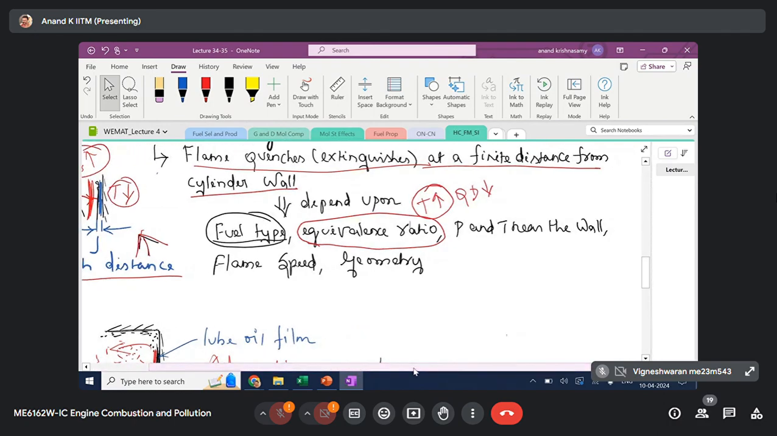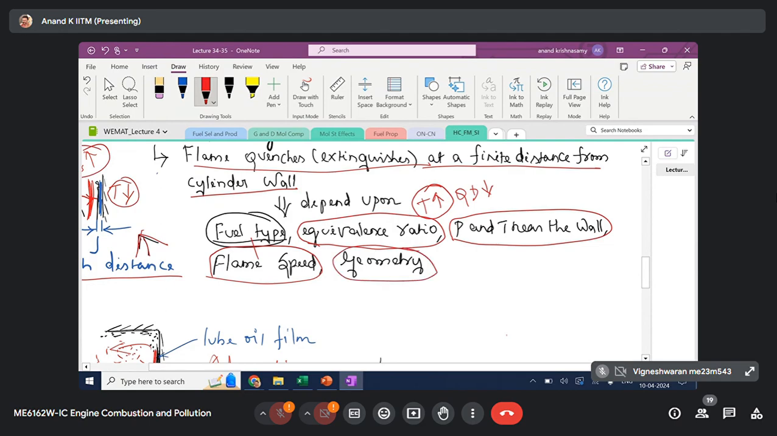Next, pressure and temperature near the wall. If you have high pressure and high temperature near the wall, the distance will be shortened. If the temperature and pressure are low, the distance will be high. Then flame speed: when the flame moves at high velocity, the quench distance is less. This is what is happening with hydrogen kind of fuel. Hydrogen fuel has a very high flame velocity compared to hydrocarbon fuel. That is why the quench distance is shorter with hydrogen kind of fuel.